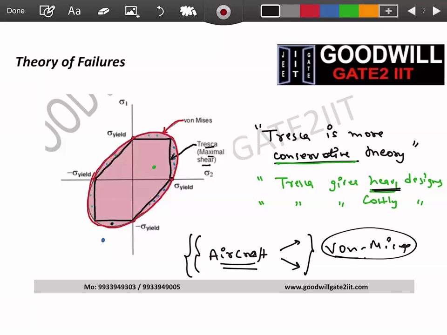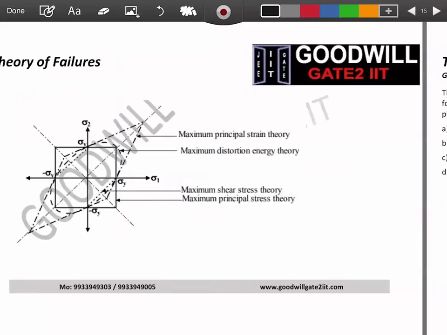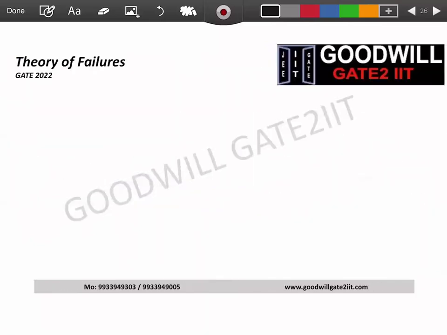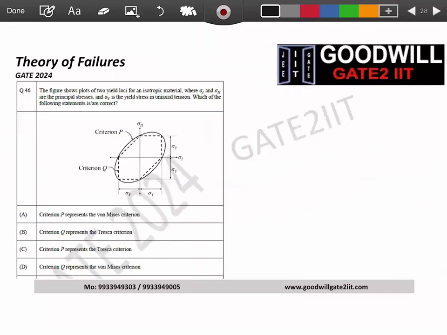Now, before opening for doubts, let me show you what we have done so that it gives you confidence. We will solve all these numericals. Please don't worry about any of this. This is the question asked in 2024. Question number 46, asked for 2 marks. Can you please read this with me and tell me? The figure shows plots of two yield loci of an isotropic material where sigma 1, sigma 2 are principal stresses, sigma y is yield stress. Which of the following statements is or are correct? So this is a multiple select question.